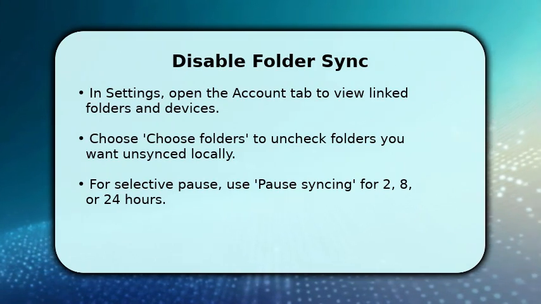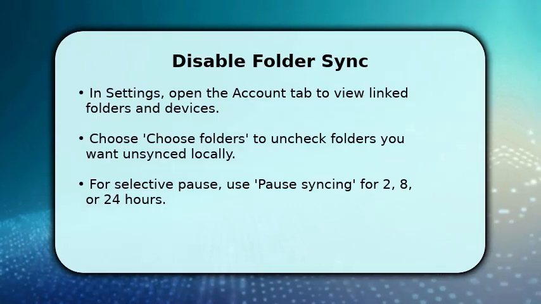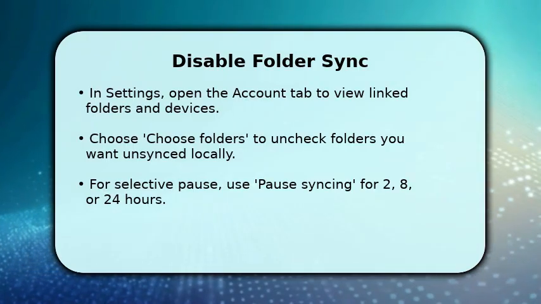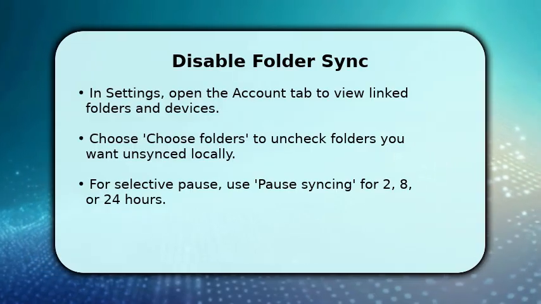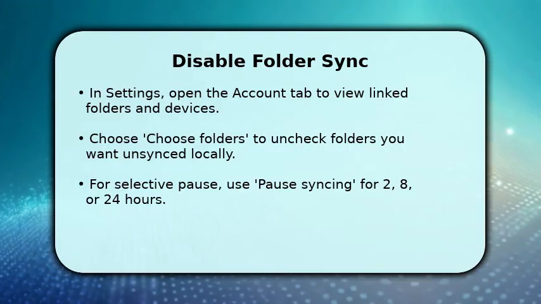In OneDrive settings, open the Account tab and click Choose Folders to see everything that's syncing. Uncheck folders you don't want mirrored locally and confirm. If you prefer a temporary halt, select Pause Syncing and pick 2, 8, or 24 hours.